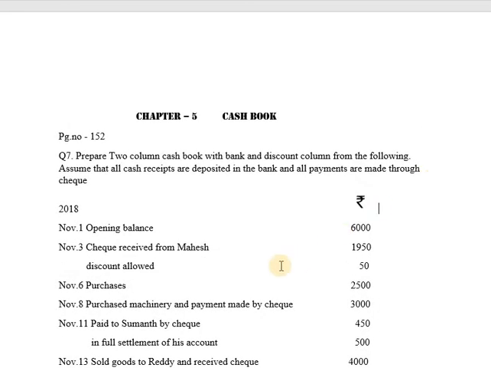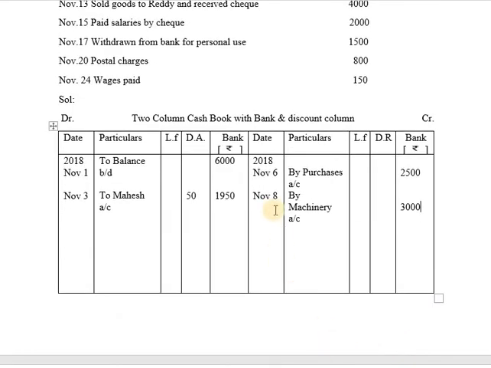Next, after November 8, we have a transaction on November 11, paid to Sumant by check 450 in full settlement of his account 500. It means that we are paying by check to Sumant 450 rupees in full settlement of his account 500. It means that we have to pay rupees 500 to Sumant, but we are paying 450 in full settlement. That means 50 rupees is discount received amount. So it will be recorded on credit side as November 11 by Sumant.